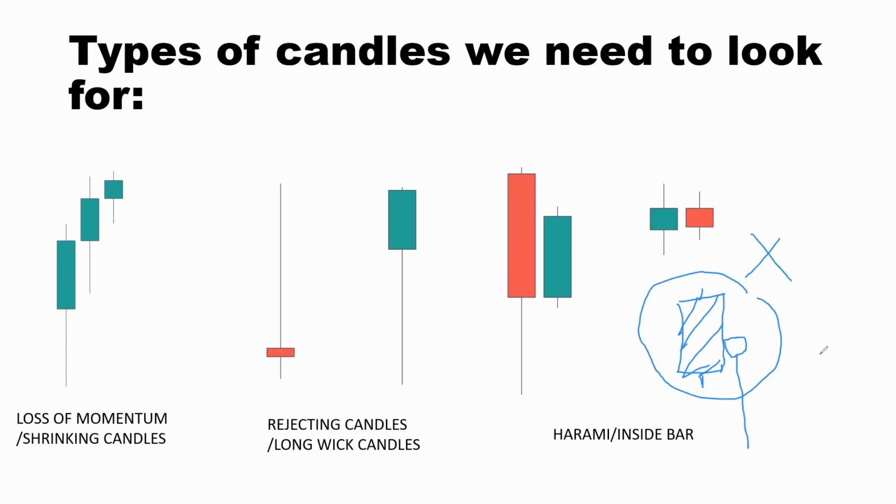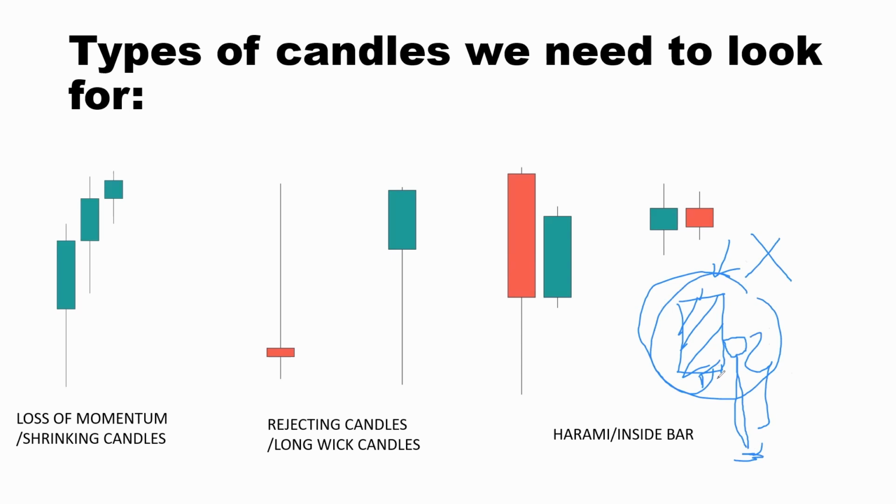A harami or an inside bar: this next candle here, all its body must be contained in the previous candle. If that is not the case, like this one, whereby the low of this candle here is outside the previous candle, that does not make it a harami.